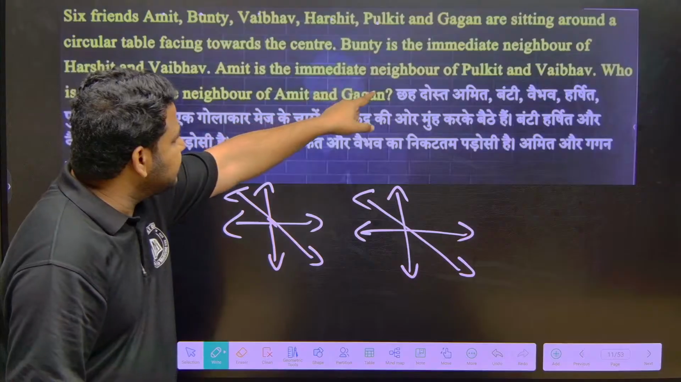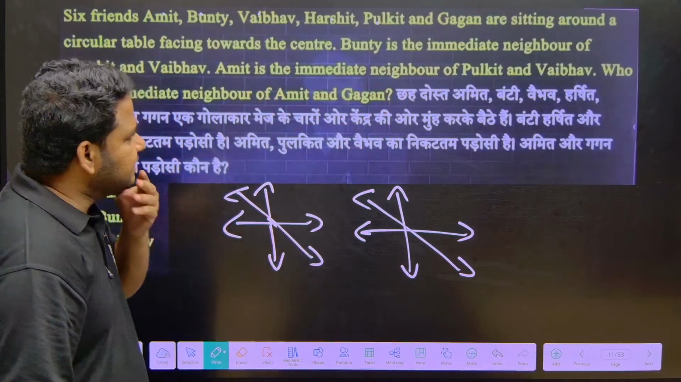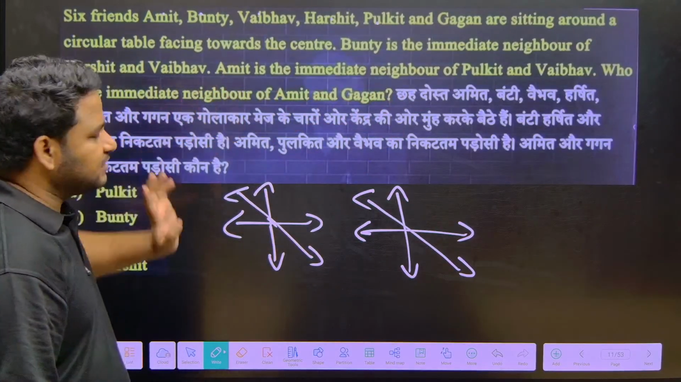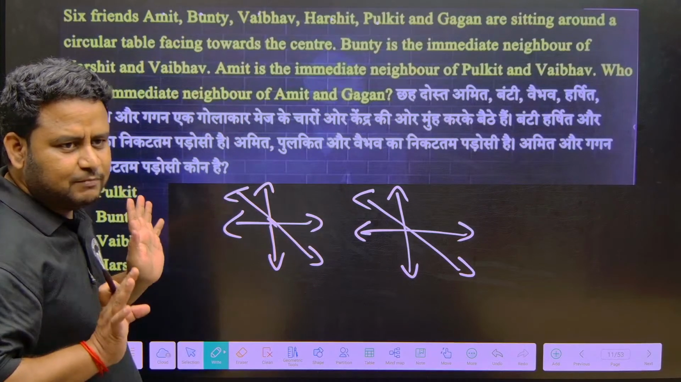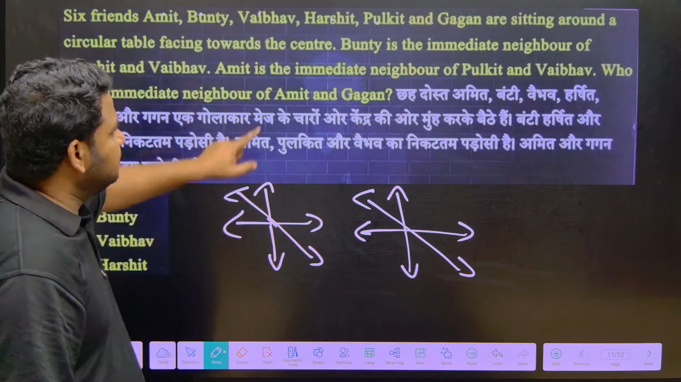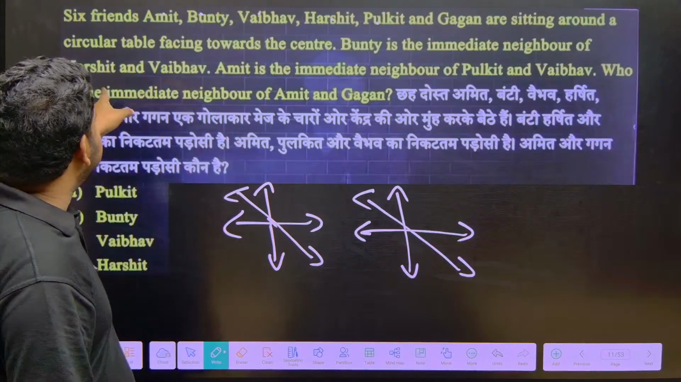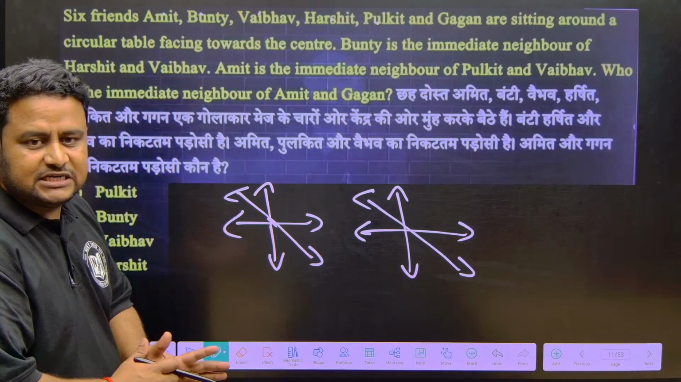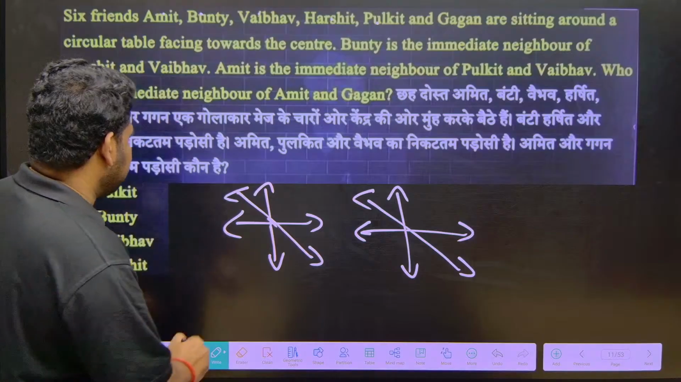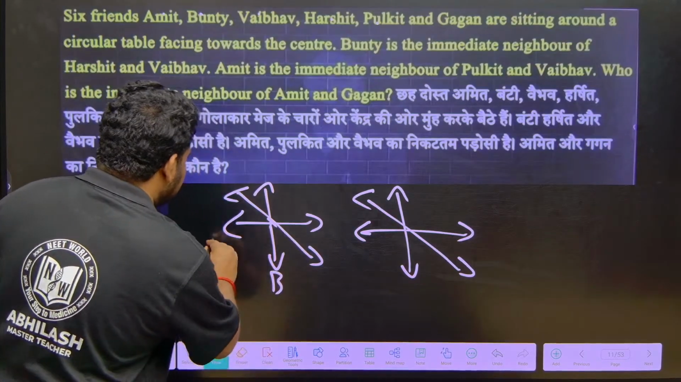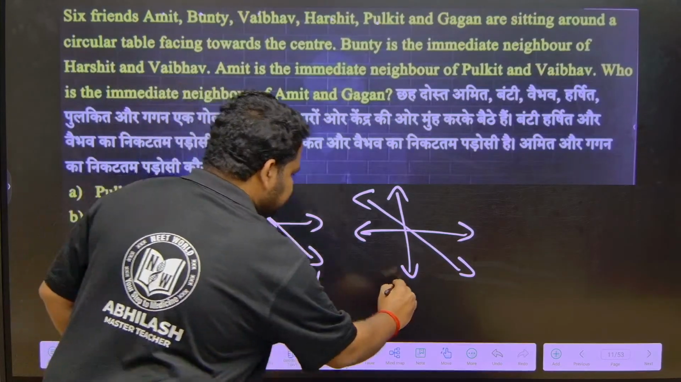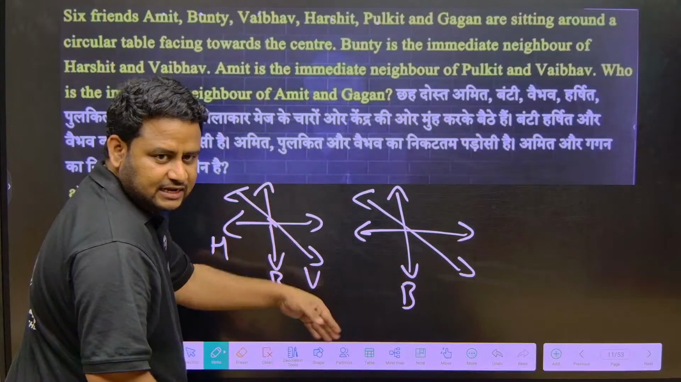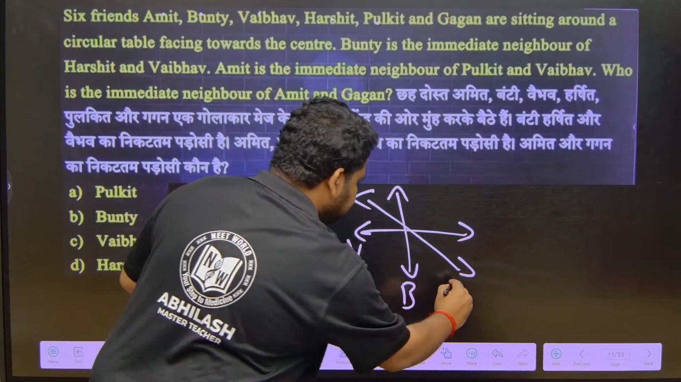Amit is immediate neighbor of Pulkit and Vaibhav. They are asking who is the immediate neighbor of Amit and Gagan. They are talking only about neighbors, so I have to use one of the statements. First statement: Bunty is immediate neighbor of Harshit and Vaibhav. That means Bunty is between Harshit and Vaibhav. Let me give Bunty here, Harshit and Vaibhav here. I took Harshit here, Vaibhav here. This will become Harshit.